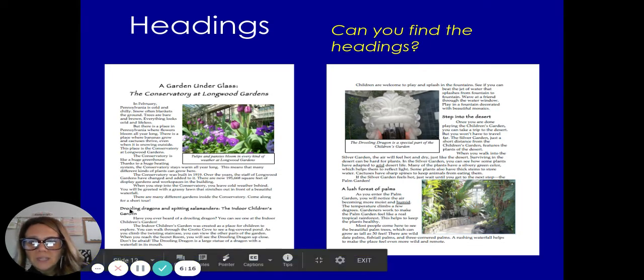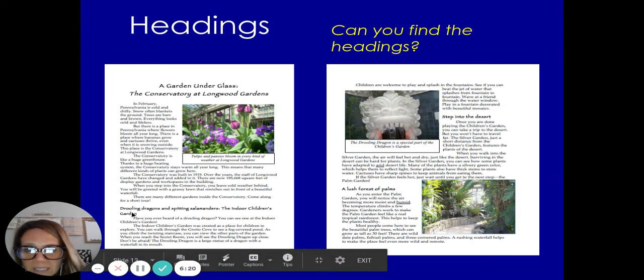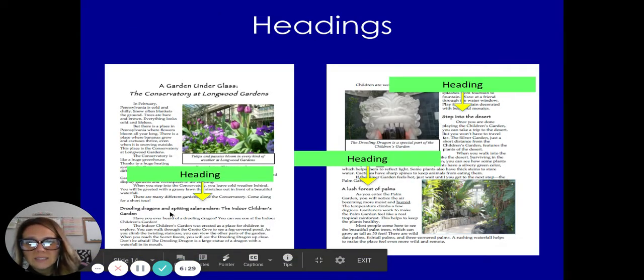So if I look here, see how it's in bold print? Oh, so it says drooling dragons and spinning salamanders, the indoor children's garden. Then it goes on to talk about that. Okay, so here are the headings. There's a heading, here's a heading, and here's a heading.